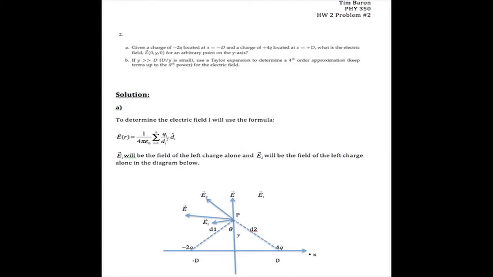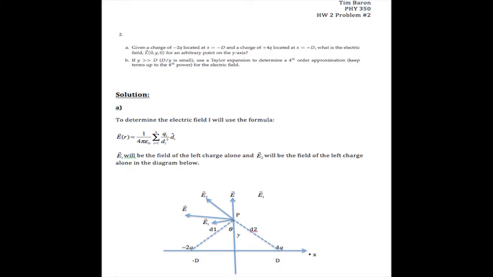This is video homework for Tim Barron, Physics 350, Chapter 2, Problem number 2. We're given two charges, one minus 2q, one plus 4q, and one located at minus d, the other at plus d, and we're asked to find the electric field at an arbitrary point P on the y-axis.